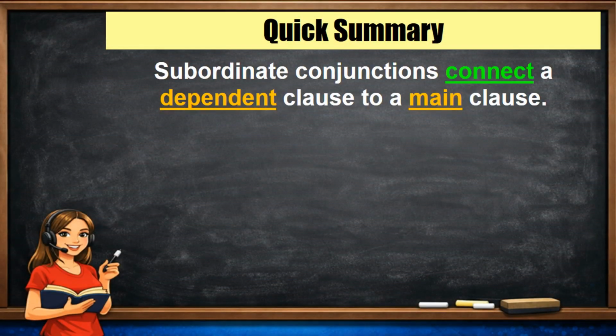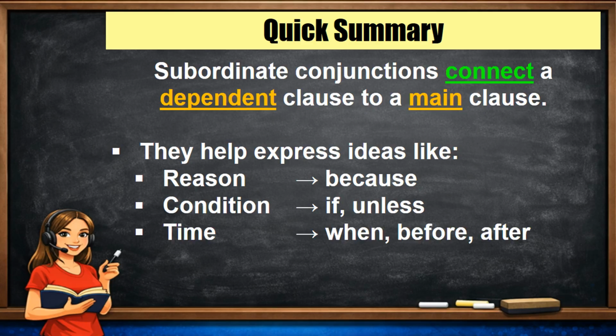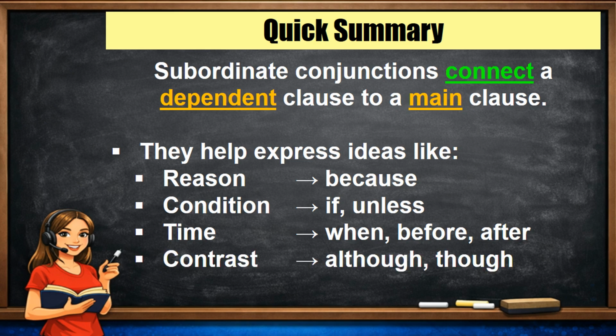Quick summary. Subordinate conjunctions connect a dependent clause to a main clause. They help express ideas like reason, because, condition, if, unless, time, when, before, after, contrast, although, though. Once you start using them, your English sentences will become longer, clearer, and more natural.